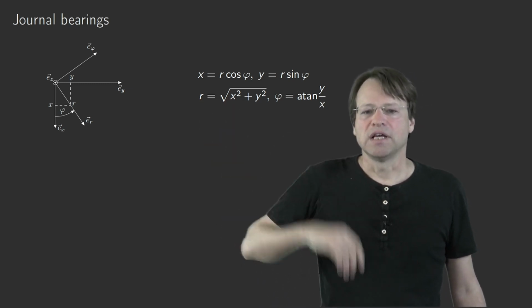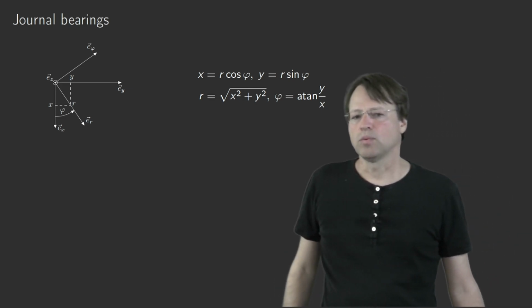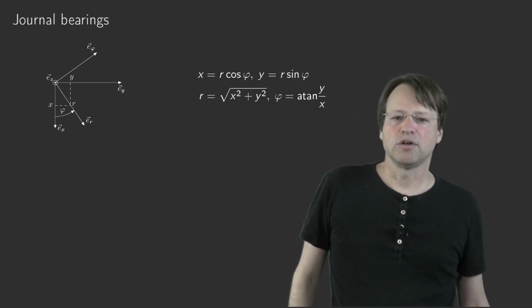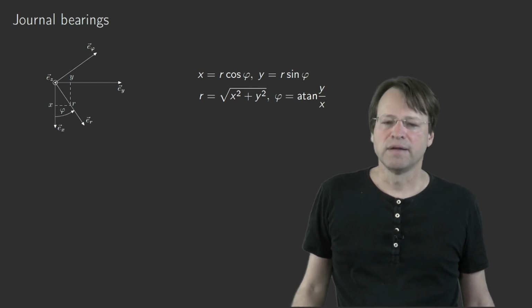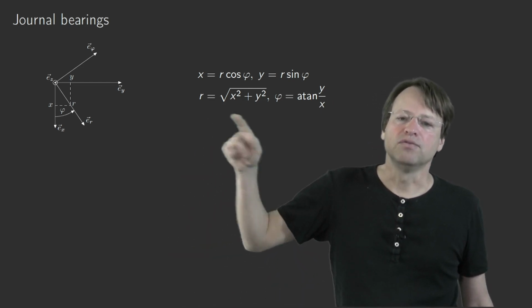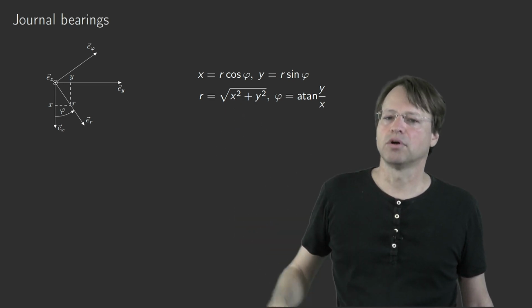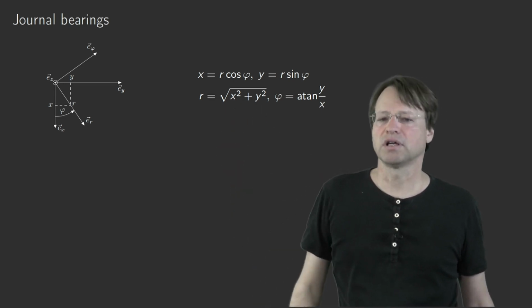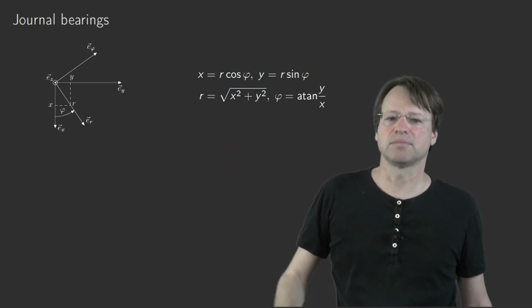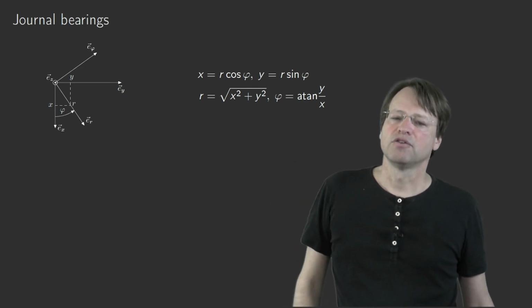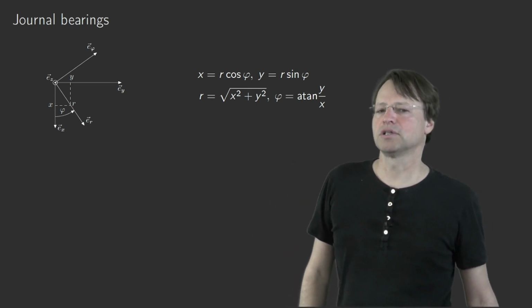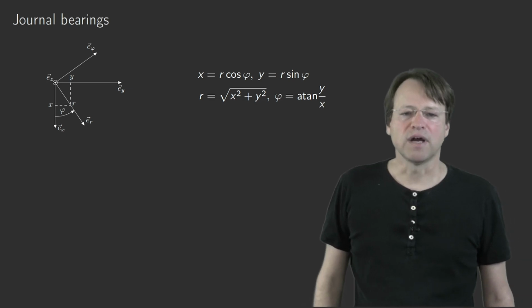So there's a classical relationship between r and phi and x and y. x is equal to r cosine phi, y is equal to r sine phi, and you can invert that relationship, and then you get the radius as the square root, by Pythagoras, of the Cartesian coordinates squared and summed, and finally phi is just the arctangent of y divided by x.